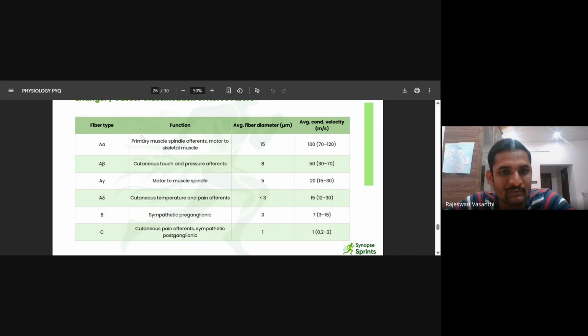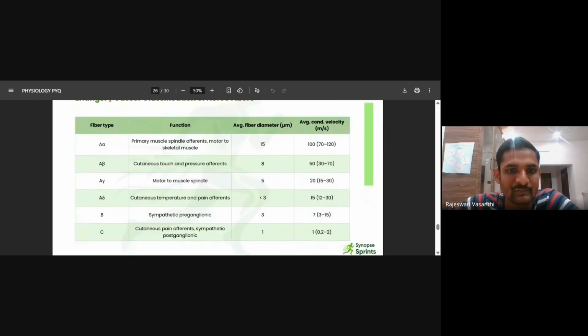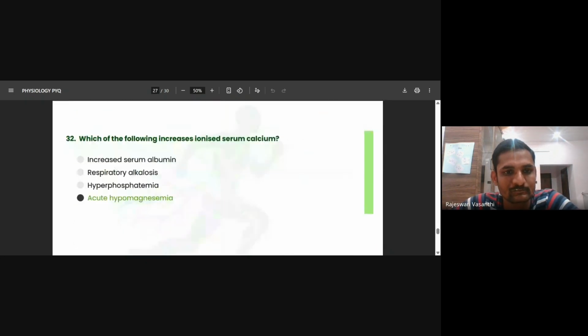A alpha fibers are primary muscle spindle afferents. They are motor to skeletal muscle. A beta, touch and pressure. A gamma, they are the motor fibers to muscle spindle. A delta, temperature and pain afferents in the skin. B fibers, sympathetic preganglionic fibers. Type C fibers, they are again cutaneous pain afferent fibers, and sympathetic postganglionic fibers. Erlanger and Gasser classification, again, is a very important table. You may get MCQs here.